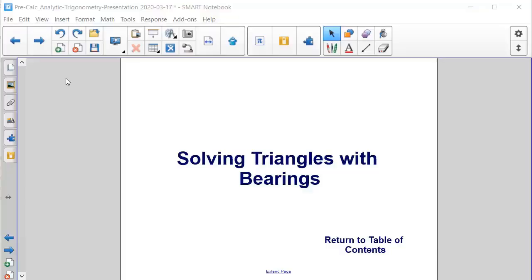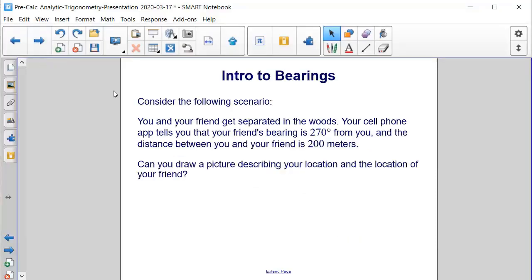Solving triangles with bearings. Consider the following scenario. You and your friend get separated in the woods. Your cell phone app tells you that your friend's bearing is 270 degrees from you, and the distance between you and your friend is 200 meters. Can you draw a picture describing your location and the location of your friend?